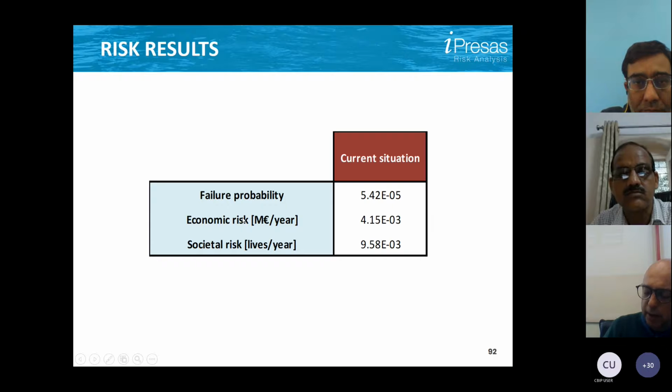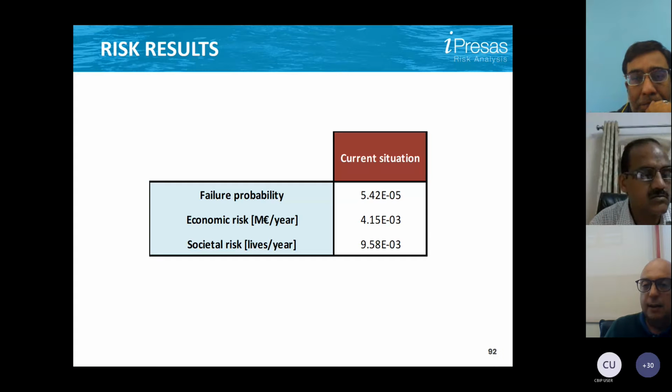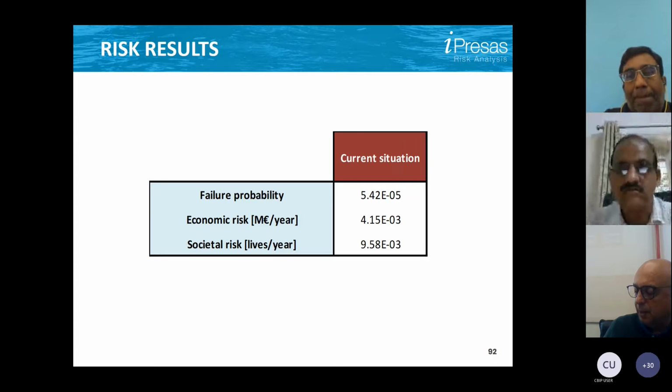Then, if we do our work properly, we should be obtaining these results. That the current risk of the dam is a probability of failure of 5.42 times 10 to the minus 5, an economic risk of 4.15 times 10 to the minus 3 millions of dollars per year, and a societal risk of 9.58 times 10 to the minus 3 lives per year.